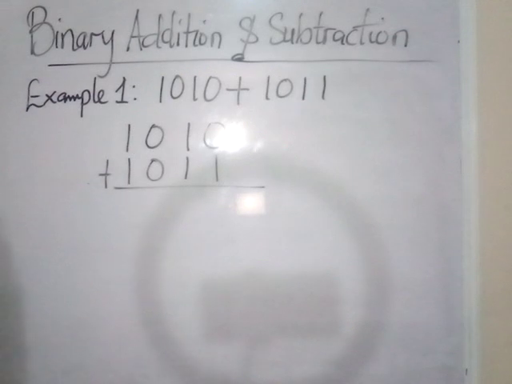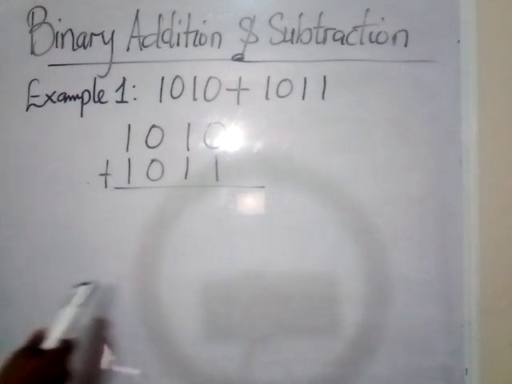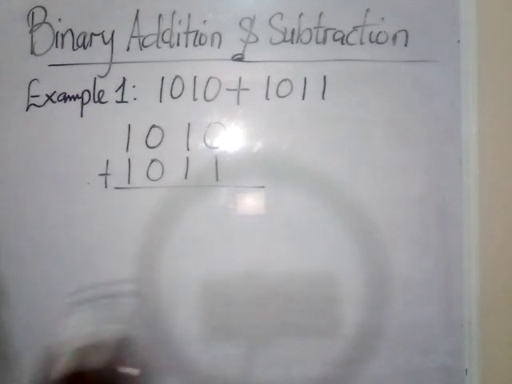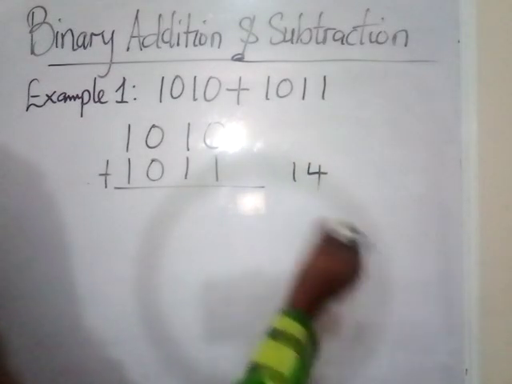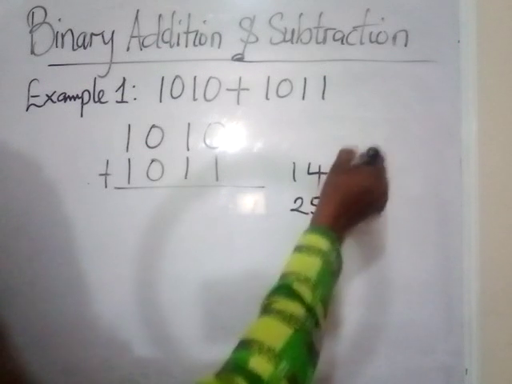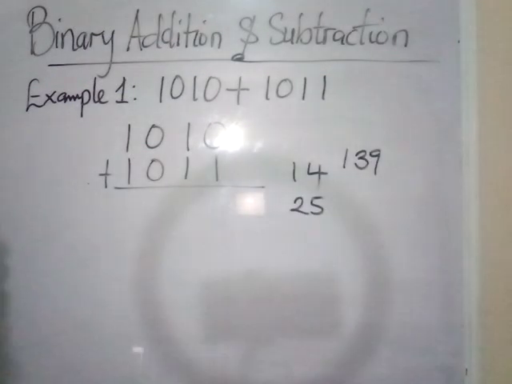Today in our mathematics class we'll be looking at binary addition and subtraction. Remember, in our last lesson in mathematics we looked at the binary number system, and in that lesson we looked at how we can convert binary numbers to decimal numbers and decimal numbers to binary numbers. And by decimal numbers we mean our regular numbers like 14, 25, 139. So these numbers are in the decimal number system.